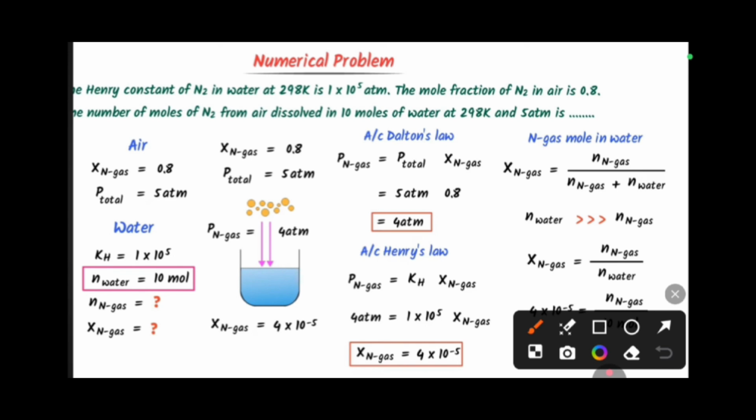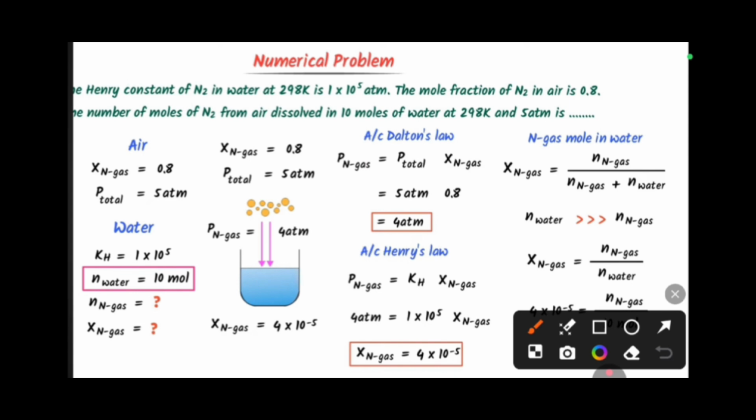Now you have to solve the numerical. I have already written all the values. In air, the mole fraction of nitrogen gas is 0.8. You can see here, in air means gas in gas. P total is given as 5 atmosphere. So which formula will you apply? Dalton's law. P total into xN is given, so you can solve the partial pressure of nitrogen gas. After calculation we will get 4 atmosphere.